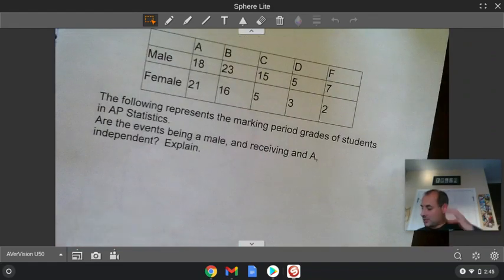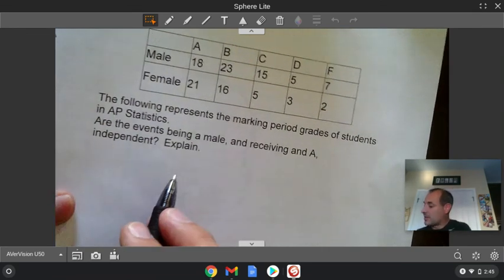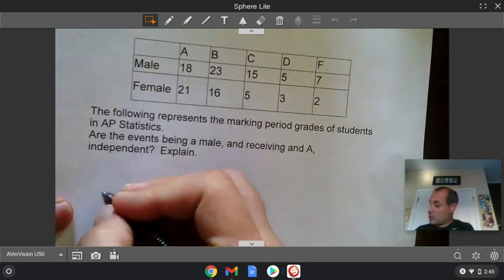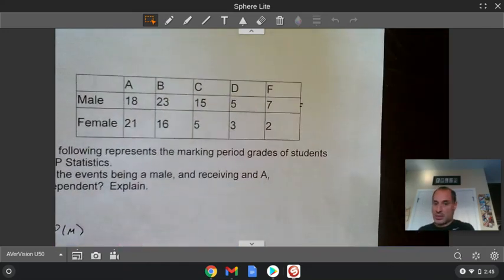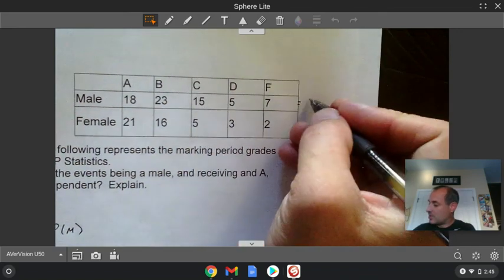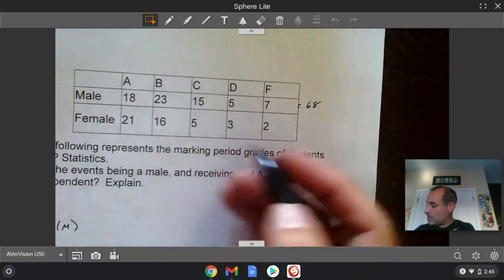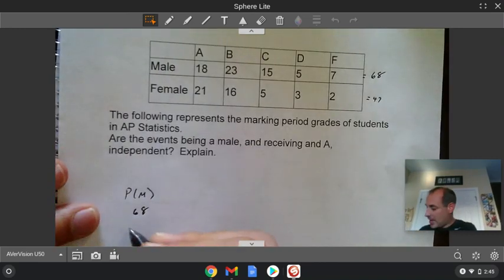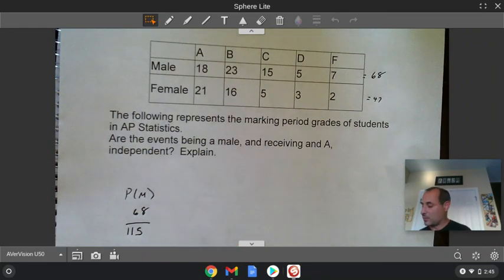Last but certainly not least, the following represents the marking period grades of students in AP Statistics. Are the events being male and receiving an A independent? Okay. Well, what's the probability of being a male? Let's count up the number of males I have. 41, 46, 61, 68 males. Okay, and females are 37, 40, 47. So 68 out of 115. The probability of being a male is 68 out of 115.